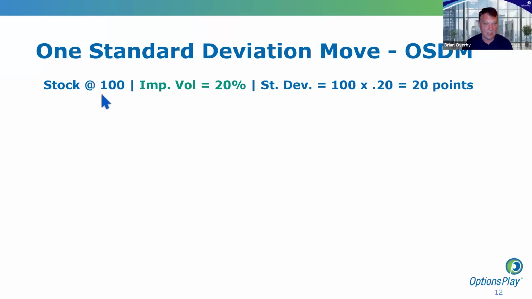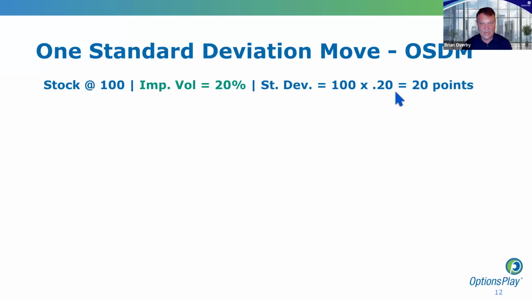So if I have a stock trading at 100 and an implied volatility of 20%, I can calculate what's considered a 1 standard deviation move. A 1 standard deviation move would be 100 times that volatility, or 0.20 on a percentage basis, and that would be 20 points. I made the math extremely simple here just so that the example is easy to get through.